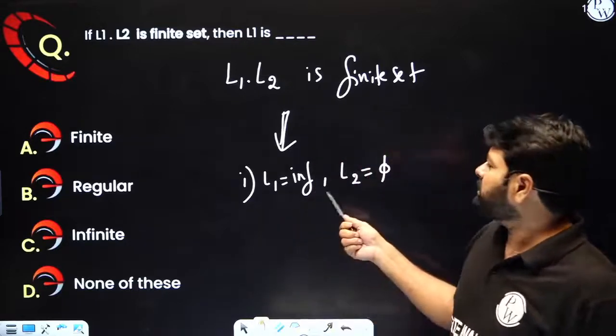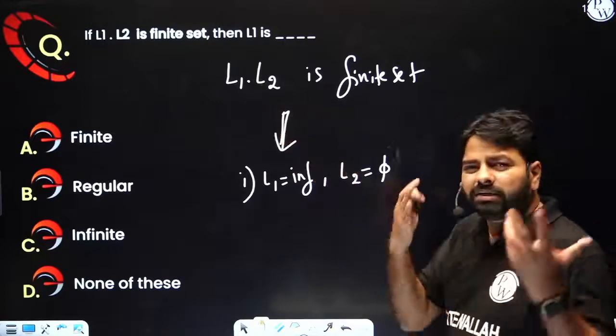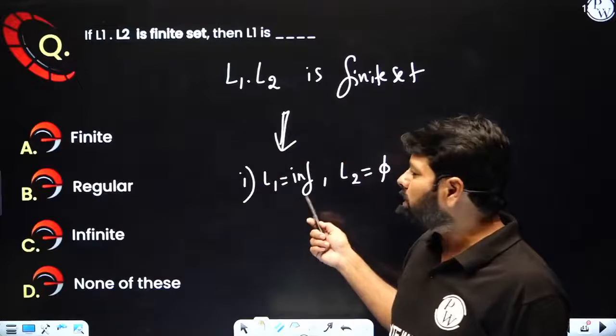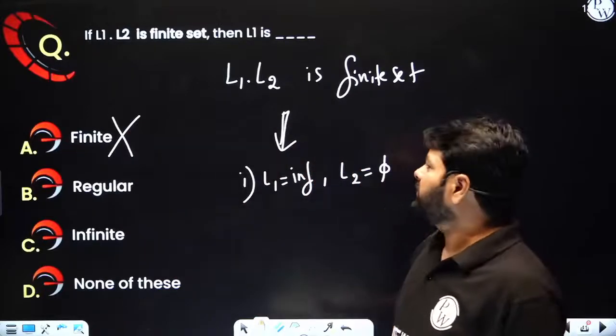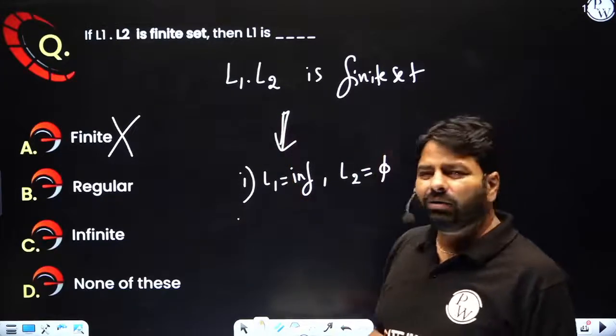Now L1 is equal to infinite, L2 is equal to pi, then what happens? Anything dot pi is pi, pi is a finite set. So here you are assuming L1 is finite, but that is wrong. It could be infinite. So I am deleting it. Fine.